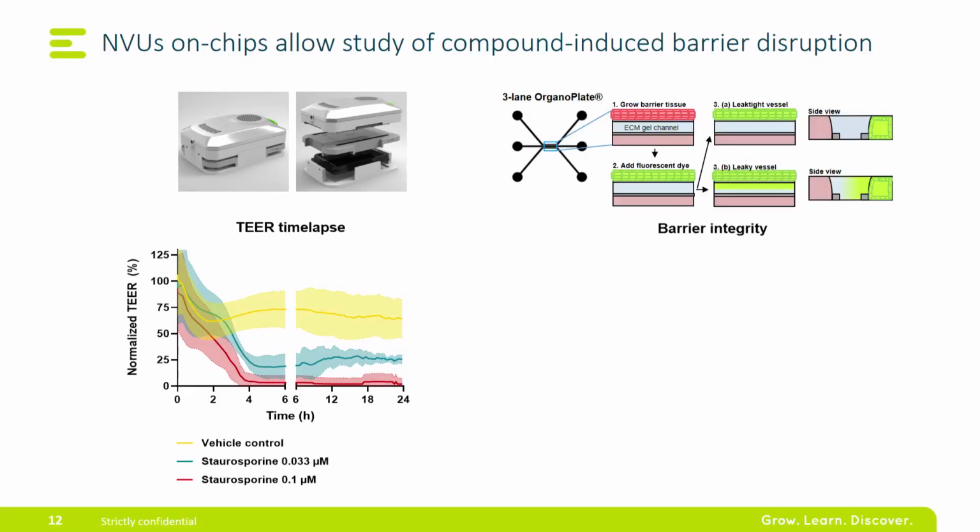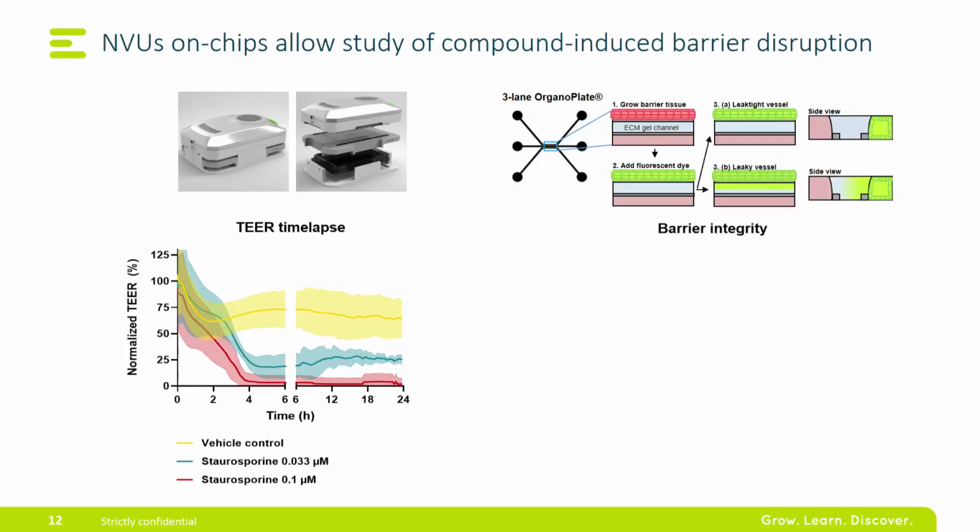And so how does an assay like this work? Again, we grew our barrier tissue, in this case the human-derived brain endothelial cells in that top channel, and then we add a fluorescent dye to see if we indeed have a leak-tight vessel. So this is like a barrier integrity assay where a leak-tight vessel will show no overspill of the fluorescent signal into the adjacent channels, whilst a vessel that is leaky due to, for example, compound disruption, shows leakage of that fluorescent signal into the adjacent channels.